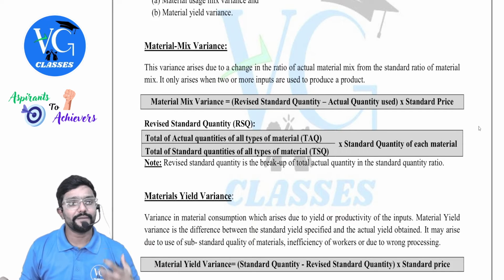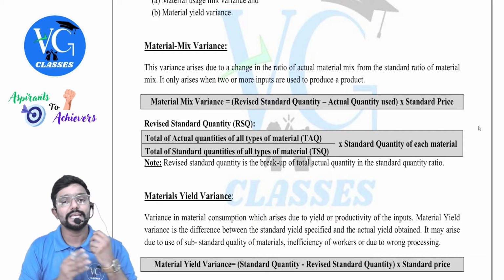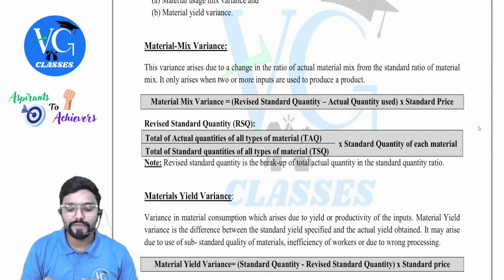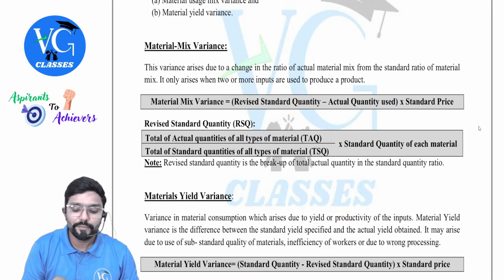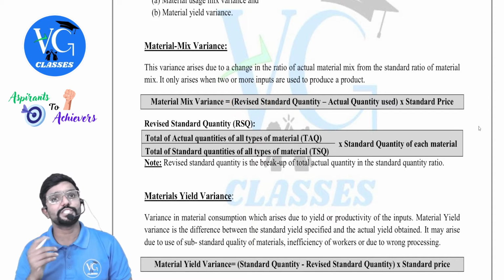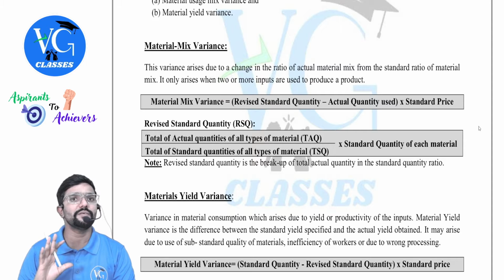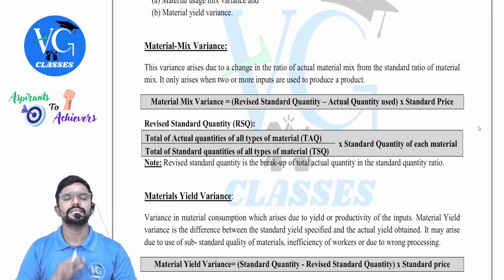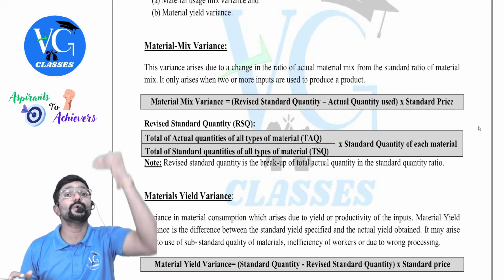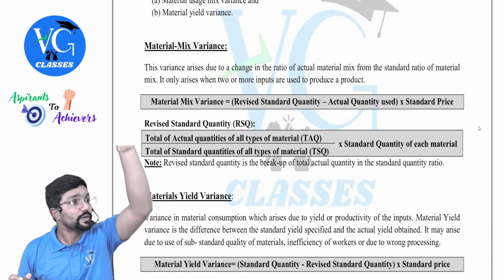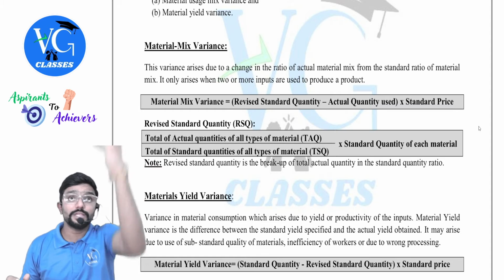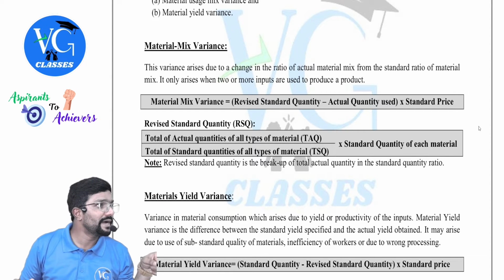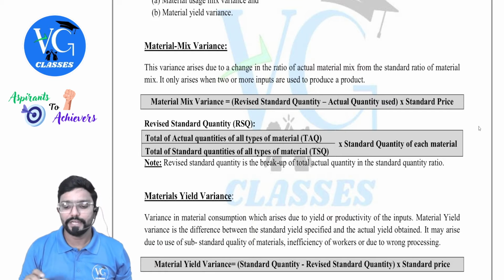Material mix variance equals revised standard quantity minus actual quantity used, into standard price. Guys, here we are not taking only standard quantity. We are bringing something called a revised standard quantity. Sir, will it be given in the question? No. Should we calculate? Yes. How? Simple, guys. Take the total quantity used, all three put together, and divide it in standard quantity ratio.